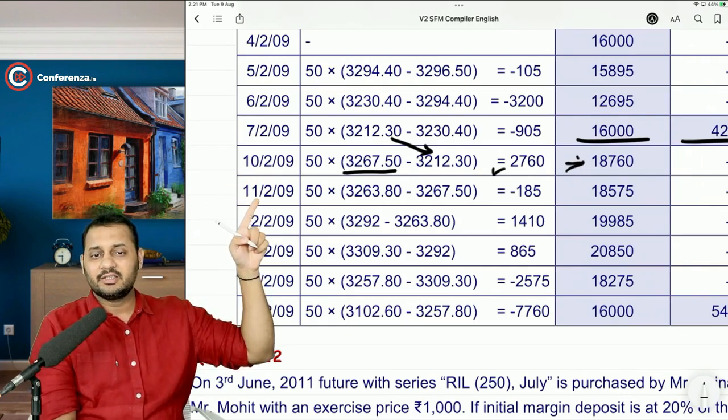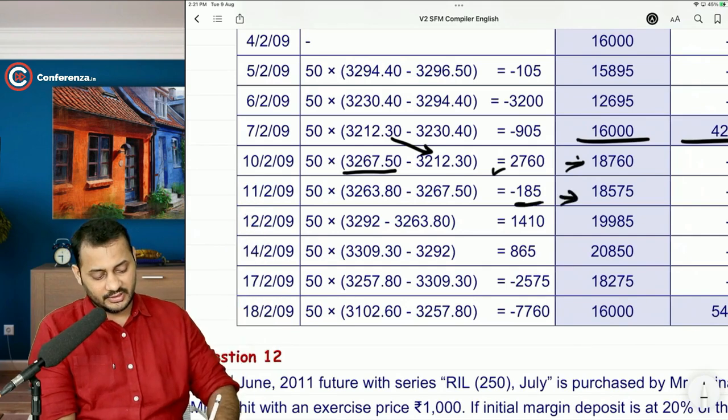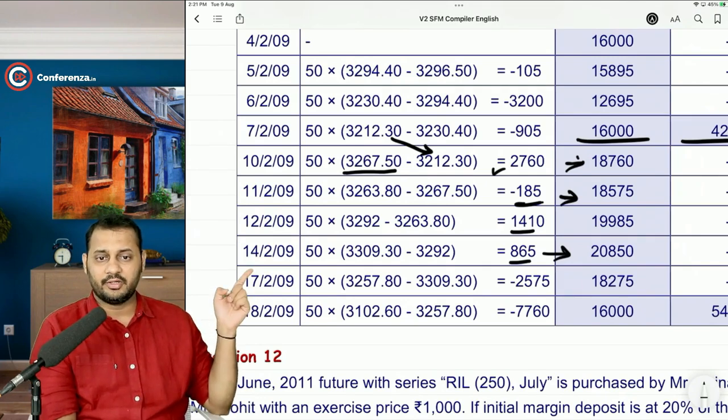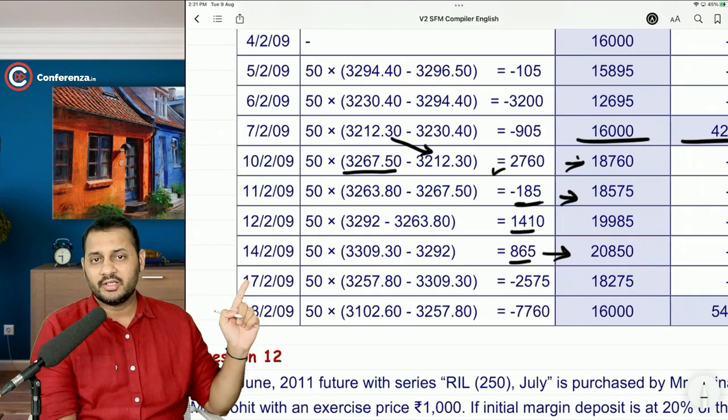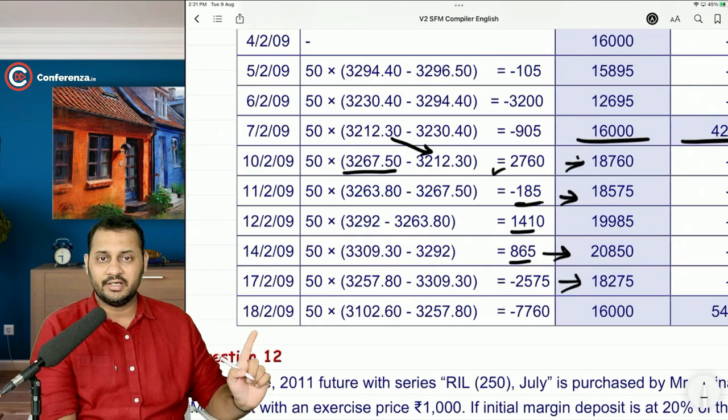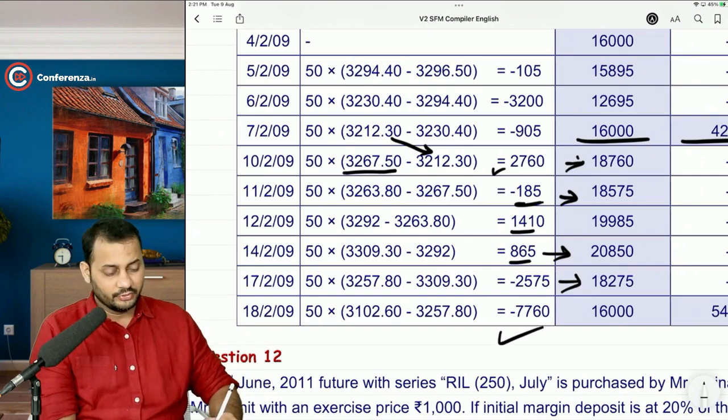The very next day, there is a loss of 185, which is adjusted in your margin account, and the balance has gone to 20,850 till this point. Okay. Now what happened on the 17th, that is on the Monday, 17th of February, you saw a loss of 2,575 that is adjusted in your margin account, and on the last day, 18th of February, there was a huge loss of 7,760.